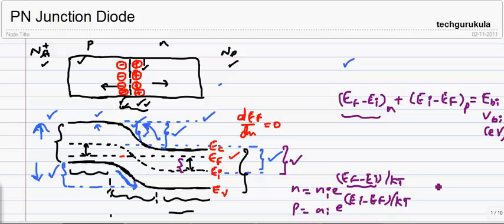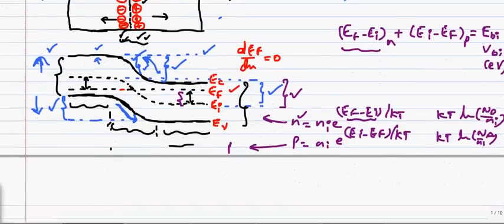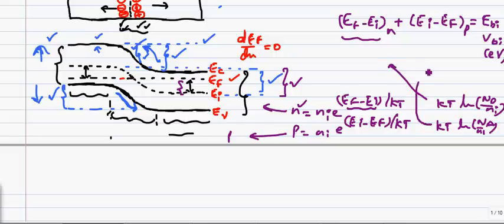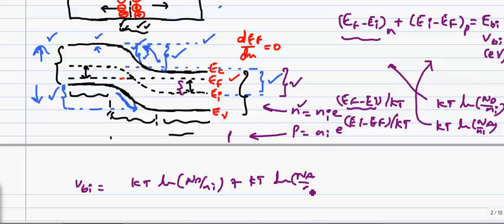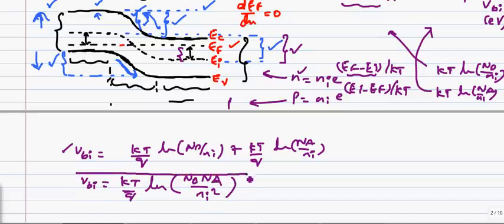Now, EF minus EI we can write as kT ln of Nd by ni, because we are taking this equation on the N side, and for the P side equation it will be kT ln of Na over ni. Substituting these equations here, the built-in potential VBI will be equal to kT ln of Nd by ni plus kT ln of Na by ni. If we want this in volts, we divide by the charge of the electron, Q. Then kT over Q is common in both terms, and we can write this as ln of Nd Na over ni squared. This is the built-in potential of the PN junction diode.